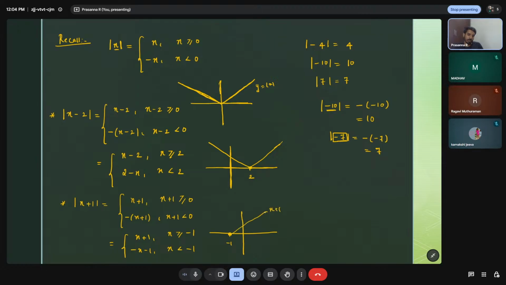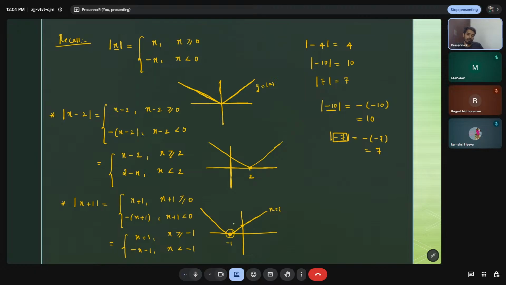So you just draw the x plus 1 graph, or you just mark some points. 0 takes output 1, 2 takes 3, so you put a line, since it is linear. And to the left, it is minus x minus 1. When you put minus 2 here, minus of minus 2 will be plus 2, so 2 minus 1. So again it will go like this.